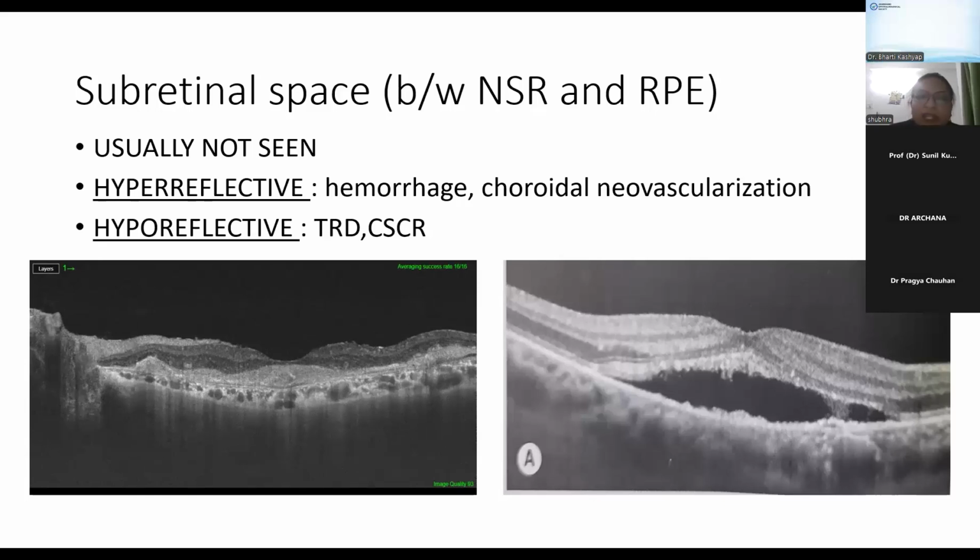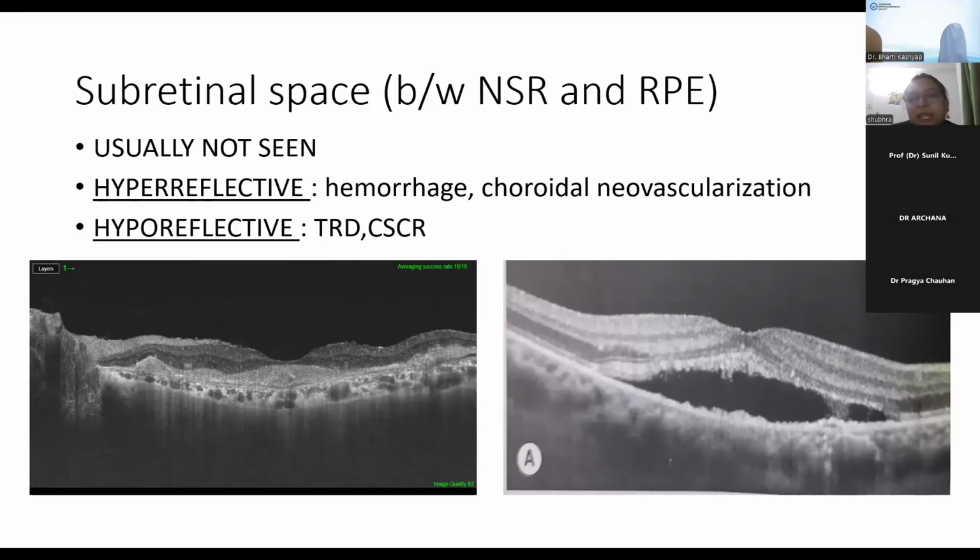So, when does it appear hyperreflective? Whenever it is filled with a hemorrhage, or a choroidal neovascular membrane, then it appears hyperreflective, like you can see in the left image. When does it appear hyporeflective? It will appear hyporeflective when this space is filled with fluid.